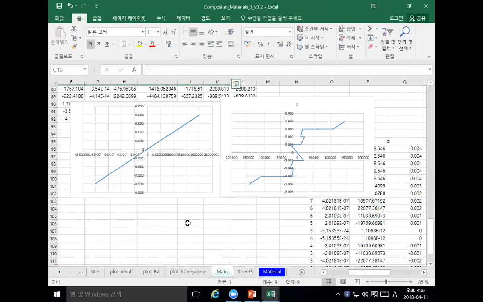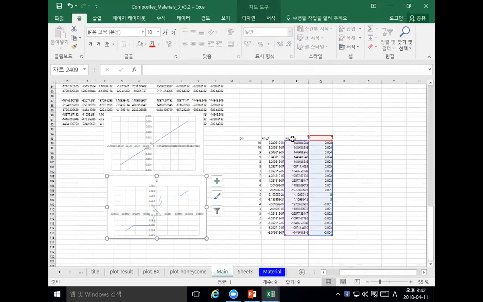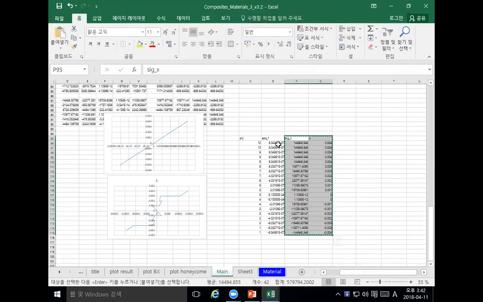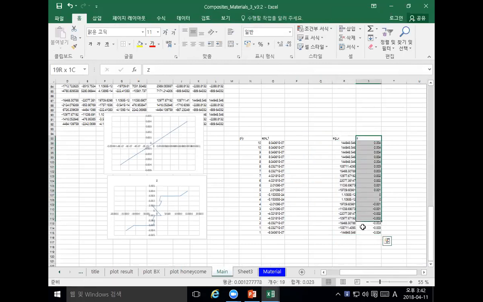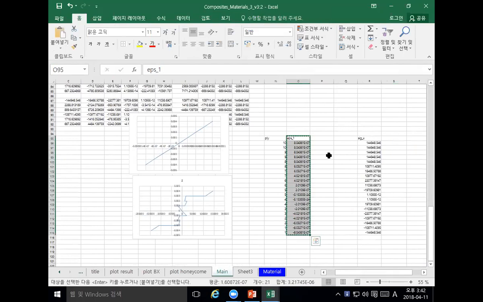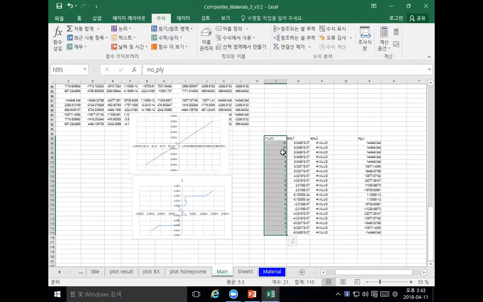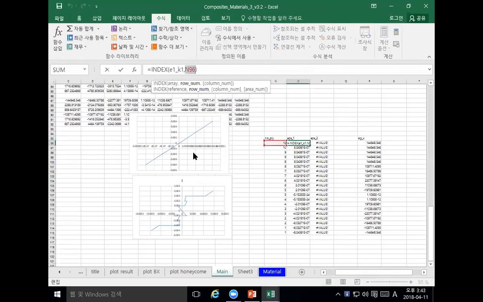Now we like to add other terms, which are epsilon 1, epsilon 2, and epsilon 6, and also sigma x and sigma y and sigma s. So here we like to add these, and for that purpose, let's just change this one as the name, number of pi, and we give this one the name number of pi's. And now instead of that, all we need to do is just number of pi.